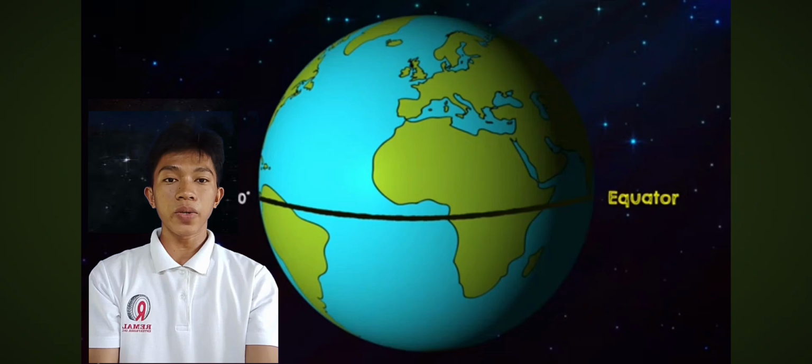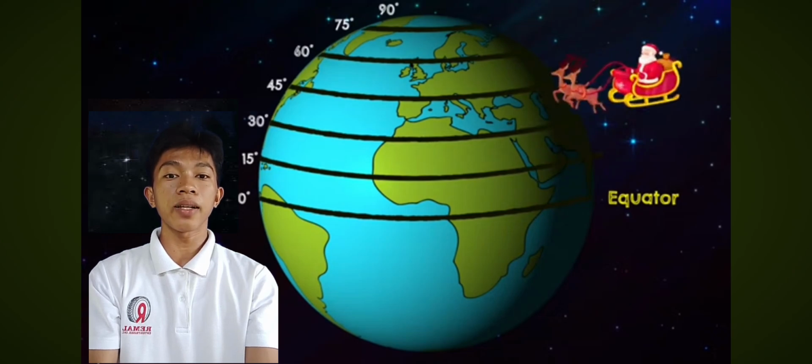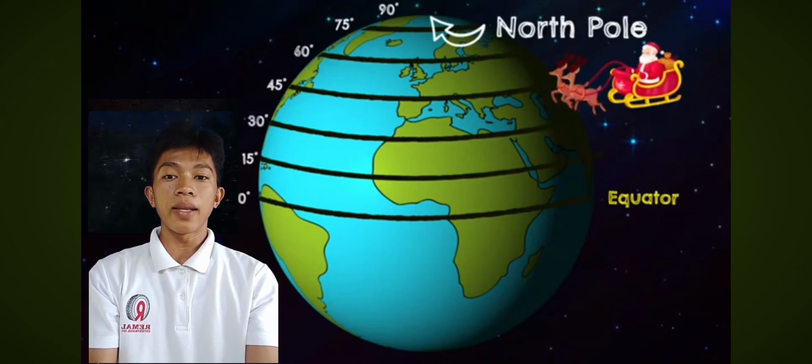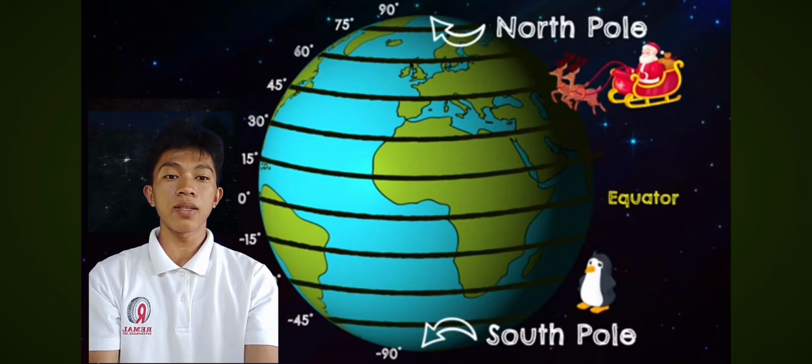Latitude are measured in degrees and the equator is marked at 0 degrees. Latitude in north of the equator go up in numbers from 1 to 90 degrees until they reach the North Pole. And latitude in south of the equator go down in negative numbers until they reach negative 90 degrees, which is called the South Pole.